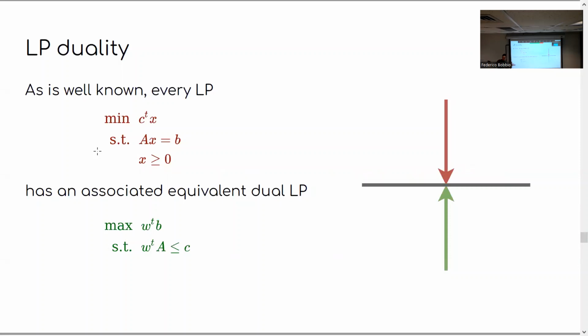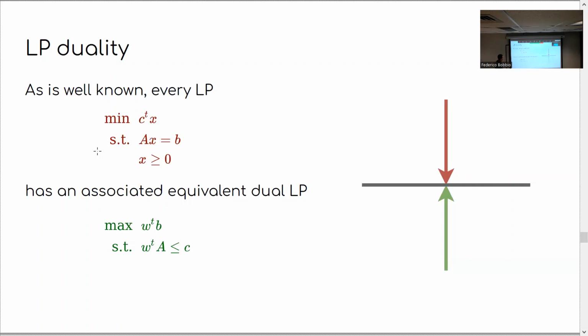As you know, every linear program has a dual linear program, right? For example, if you write it in this form, which I like a lot, it's my favorite LP form, equality with positivity constraints, then the dual LP is of this form. It's a maximization with respect to some parameter W with some inequality constraints. And as you know, they're equivalent in the sense that they both have the same optimal value. If you have the solution to one, it tells you a lot about the solution to the other.